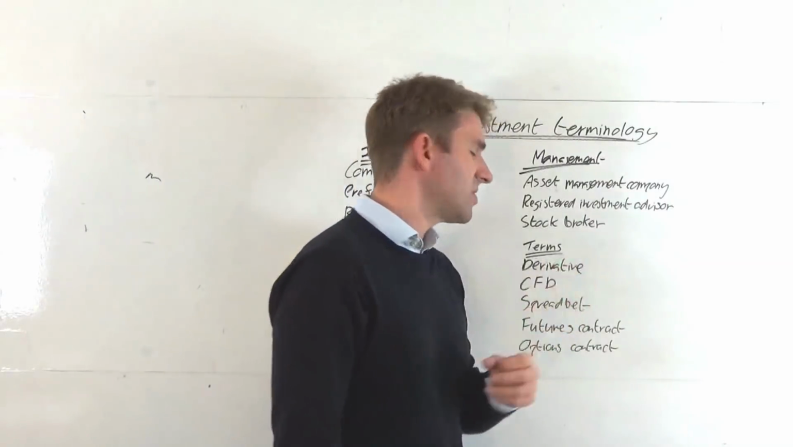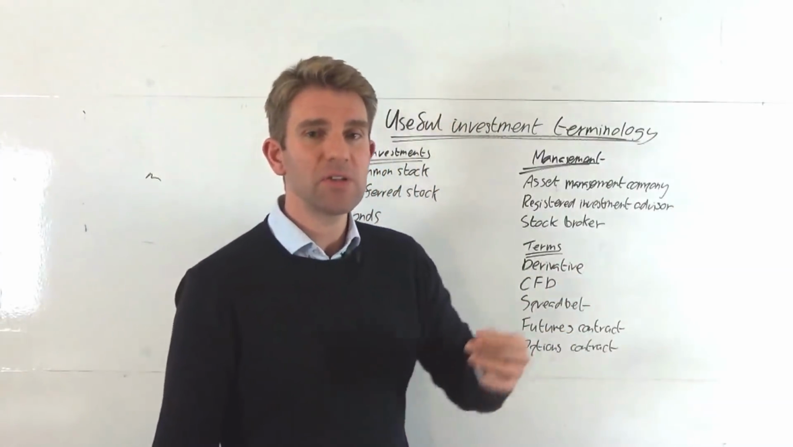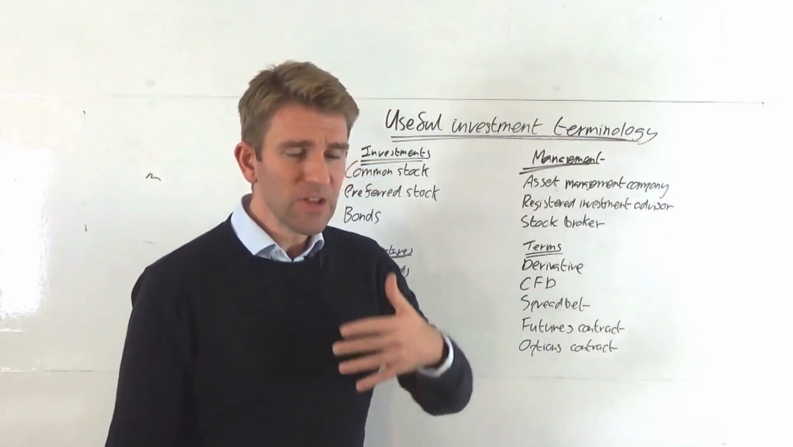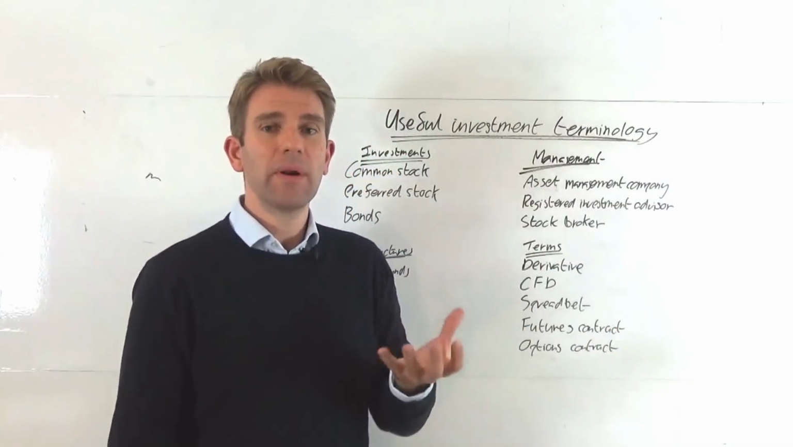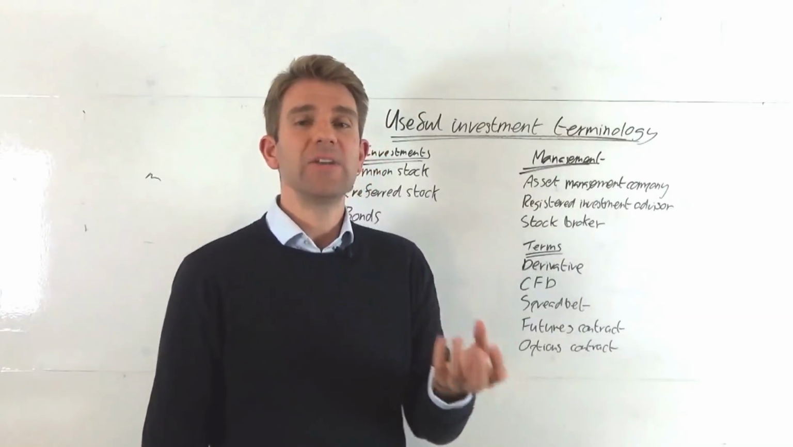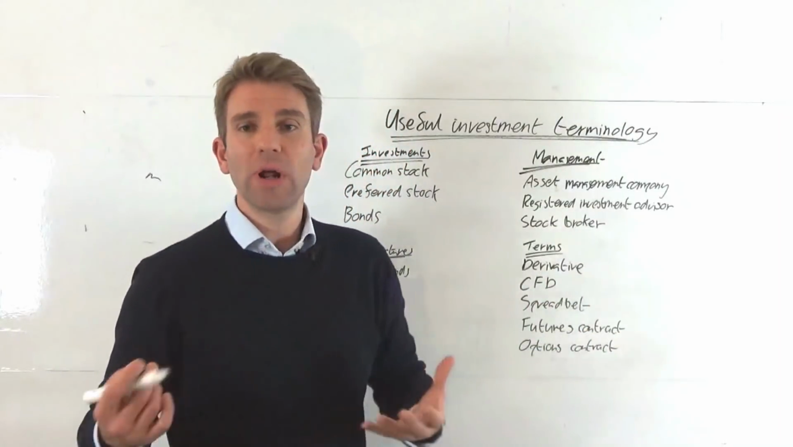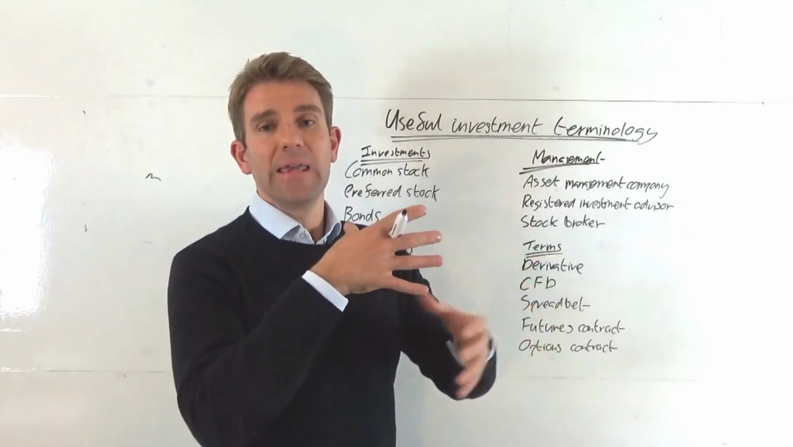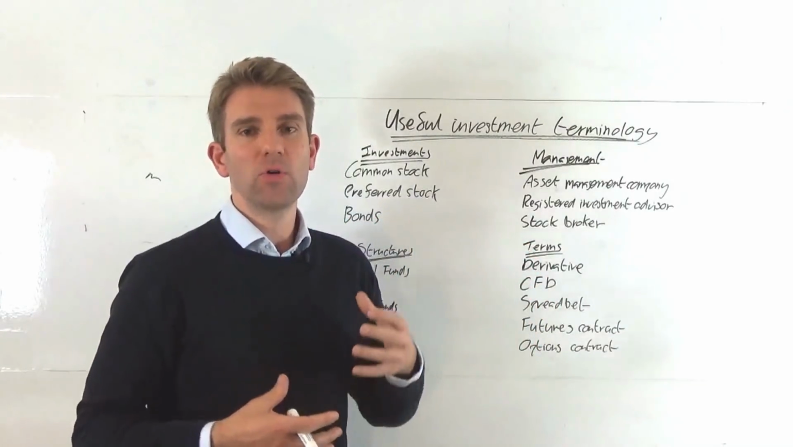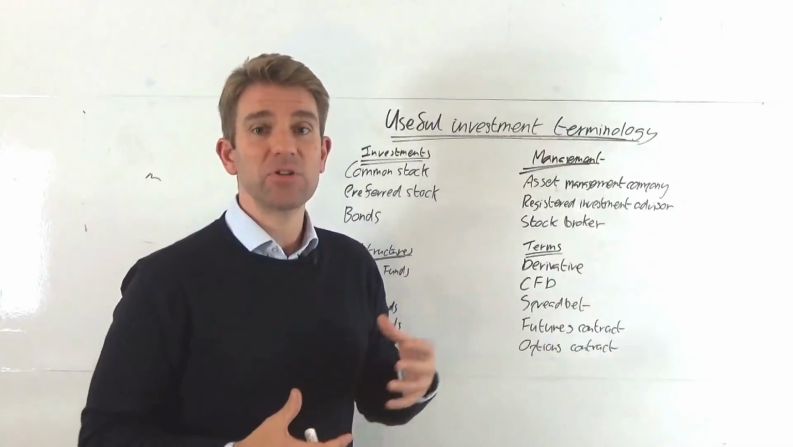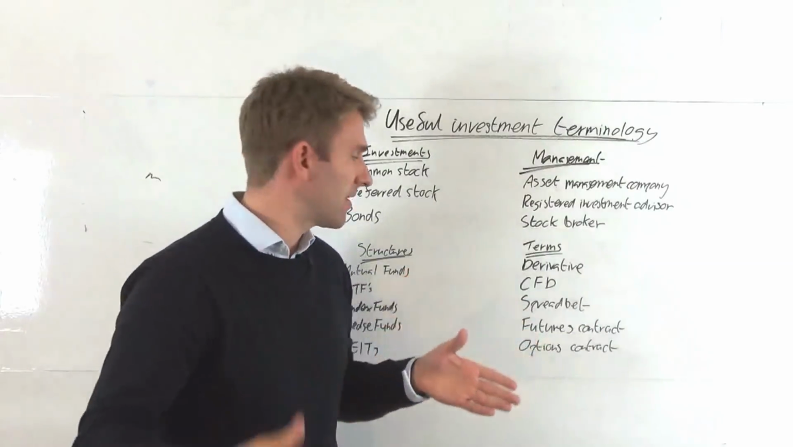Some terms. A derivative. A derivative is something that derives its price from another asset. So it's not trading on itself, but its valuation is derived from something else. You could have something like an options contract, or you could have an ETF, which is derived from the value of other things.